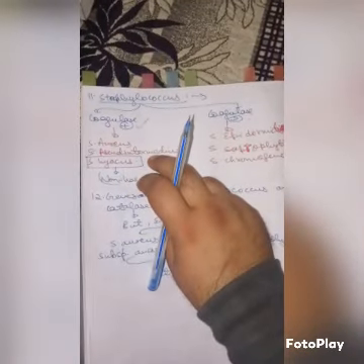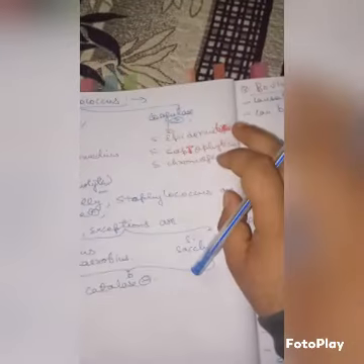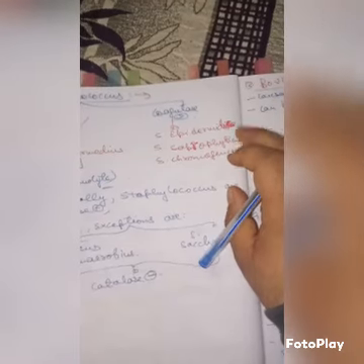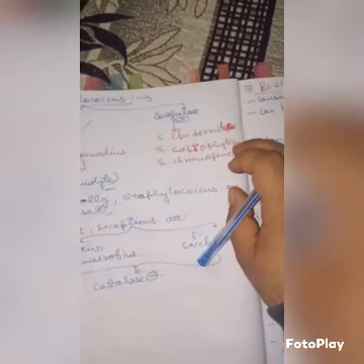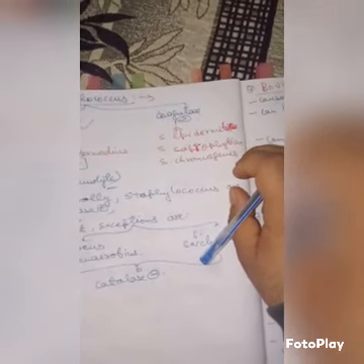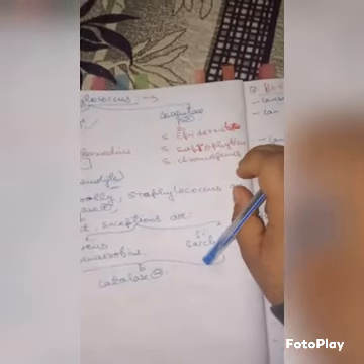So for Coagulase positive, three most important examples are S. aureus, S. pseudintermedius, and S. hyicus. Coagulase negative are S. epidermidis, S. saprophyticus, and S. chromogenes. Okay, so these are the most important examples. And one important property of S. hyicus is that it is non-hemolytic. It does not lead to the breakdown or destruction of RBCs.